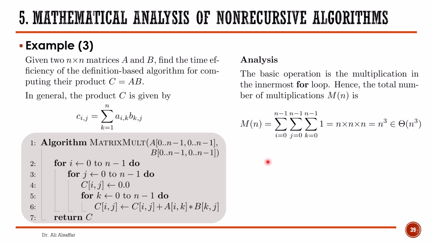Since each summation is independent, I mean no summation depends on an index of a previous summation, each is evaluated to n, and the total number of multiplications M(n) is equal to n times n times n, which is equal to n cubed. And this gives us a time complexity of big theta of n cubed.